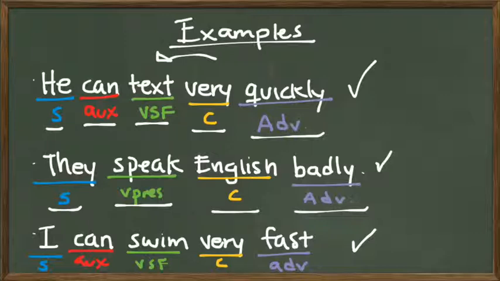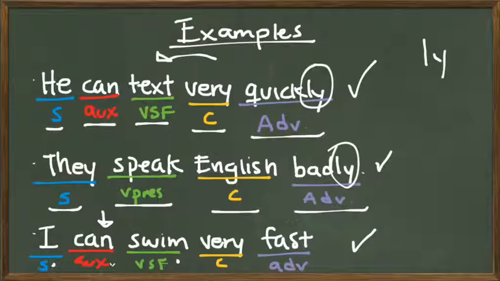Alright, and we have one more time our subject, our auxiliary can, and then we have our verb in simple form because we're using the auxiliary can, and we have our complement, which is very, and our adverb, which is fast. Remember that most adverbs have the ending ly, like we can see here. But also we have other types of adverbs that are different, normally called irregular adverbs. You can study them on Google or the internet if you prefer.